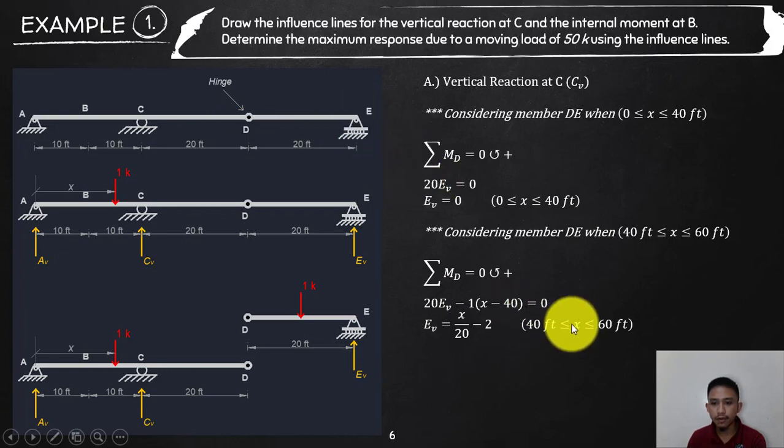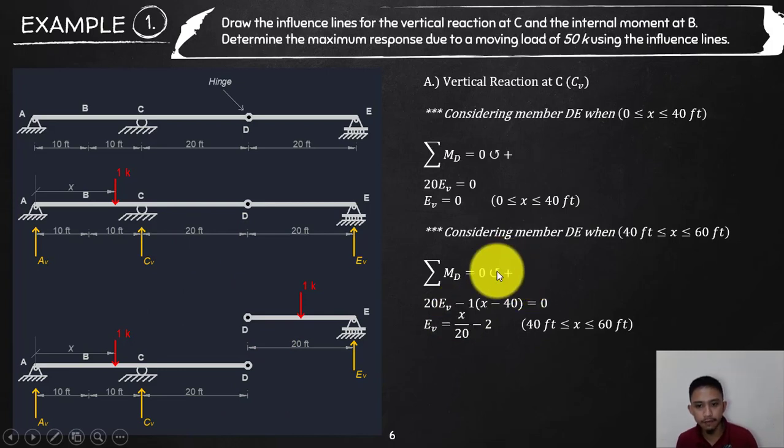Okay, from 40 to 60, that is now another story or another equation, since there will now be a new force that we will be considering on our free body diagram. So still, take a moment at D. However, there is now this one kip. Counterclockwise is still positive, so 20 EB is still positive. However, there's a 1 kip multiplied that is going clockwise, so that is a negative since our counterclockwise is assumed to be positive.